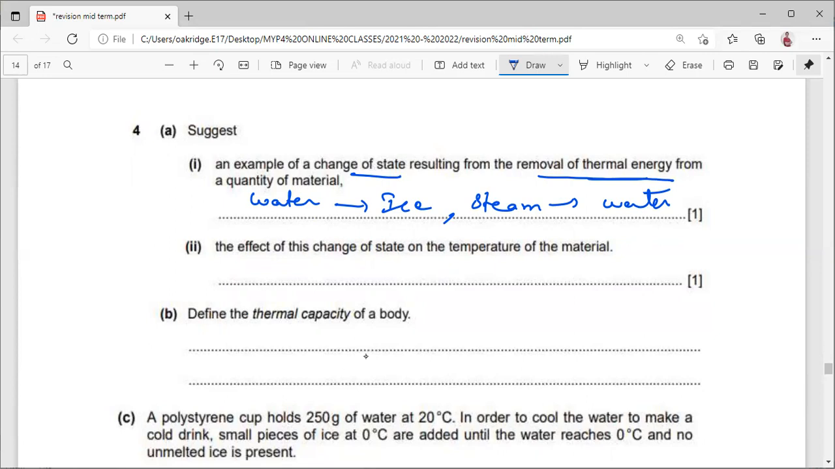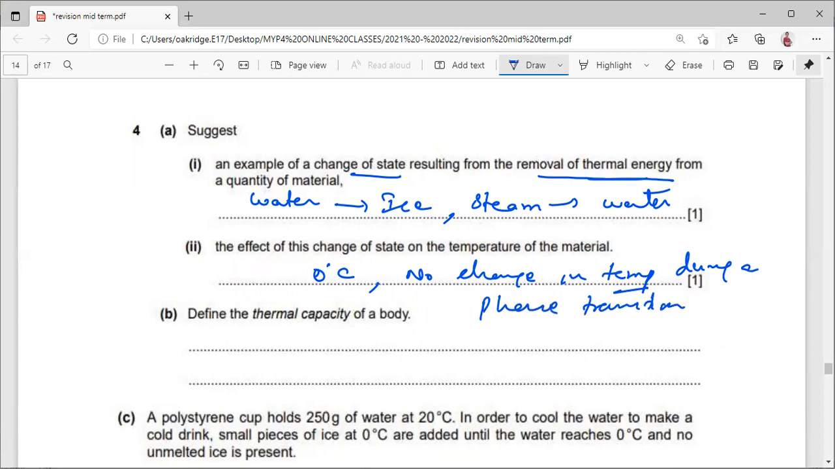When water gets converted to ice, this transition happens only at 0 degrees centigrade, which means no change in temperature during a phase transition.